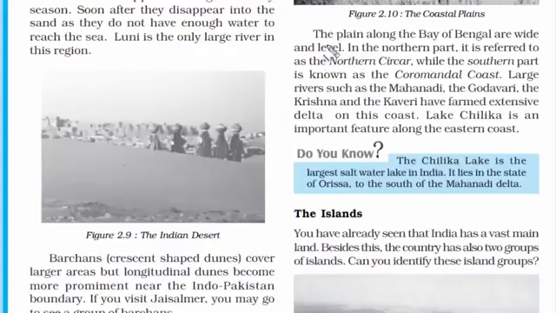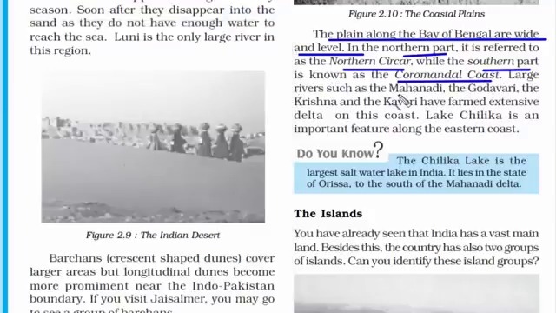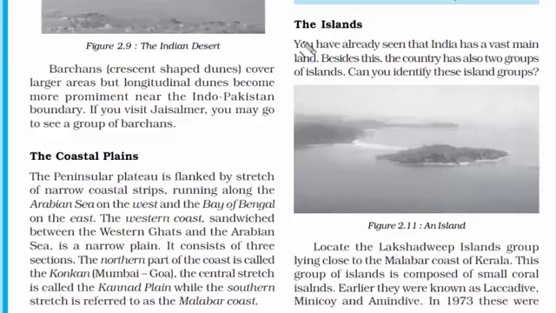Now let's move on to the Eastern Ghats. They are comparatively wider than the Western Ghat. It is referred in two parts, that is the Northern Sarkar, while the southern part is known as Coromandel Coast. Some rivers such as Mahanadi, Godavari, Krishna, Kaveri, they drain into the eastern side. And on the western side, Narmada and Tapi are the rivers that drain into the western side.